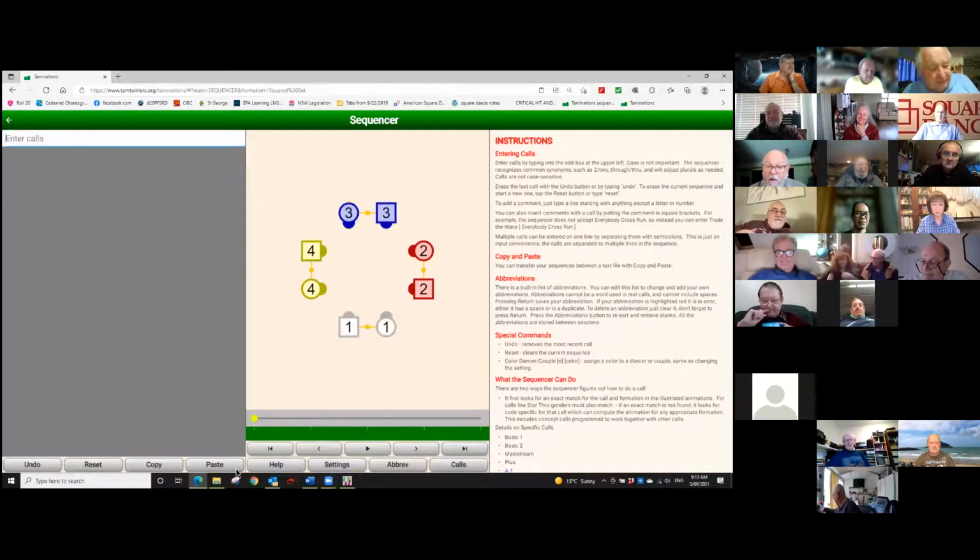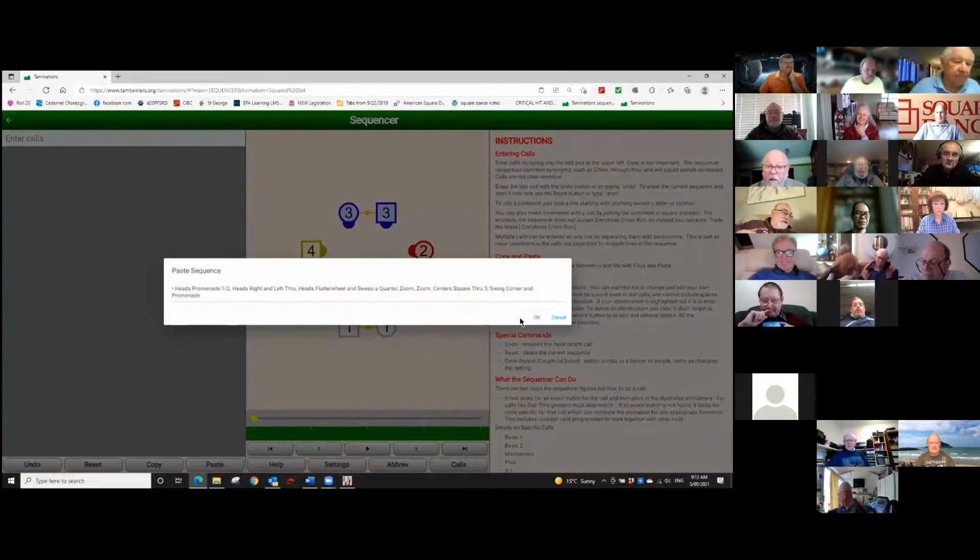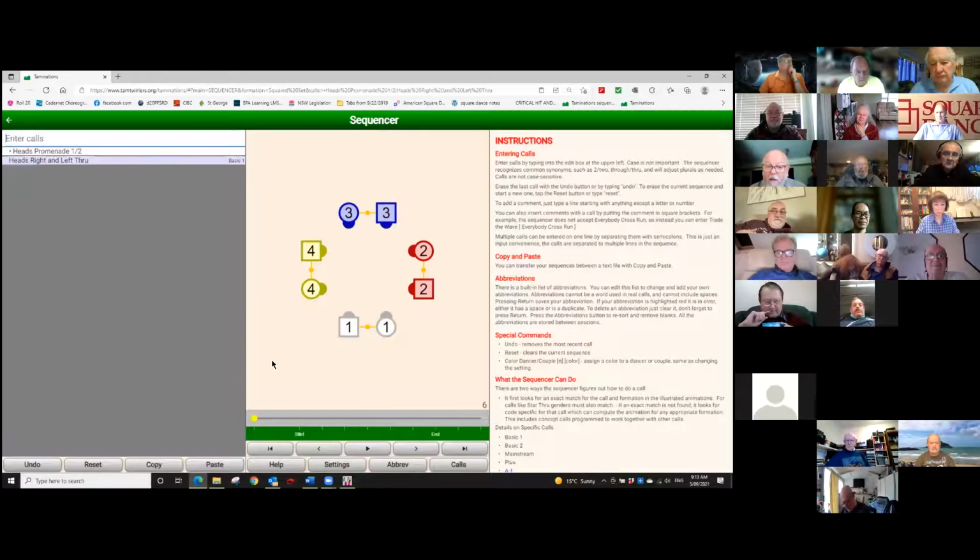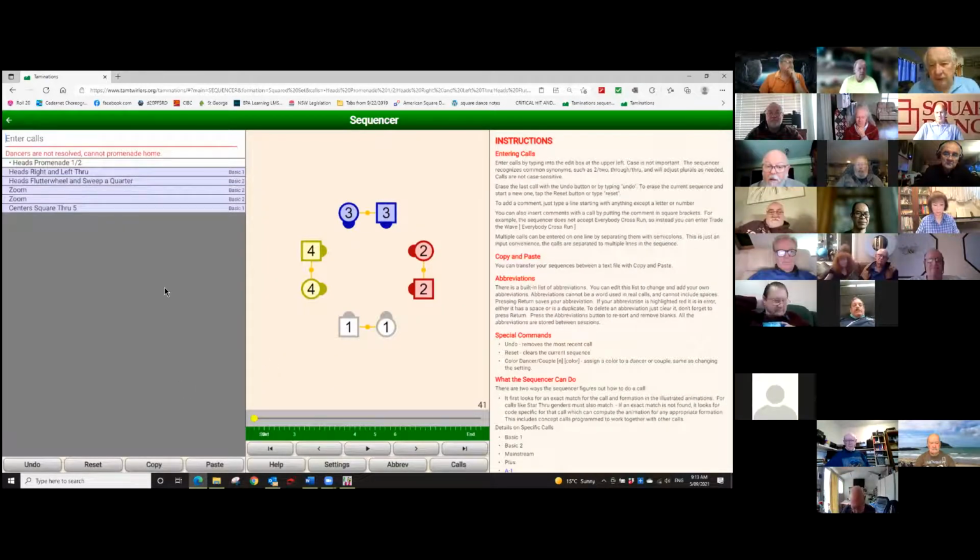But yeah, I agree with what everybody else is saying about star through and zoom. It's not a very good spot to use it, I must admit.